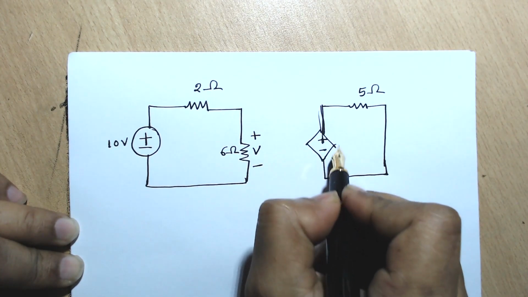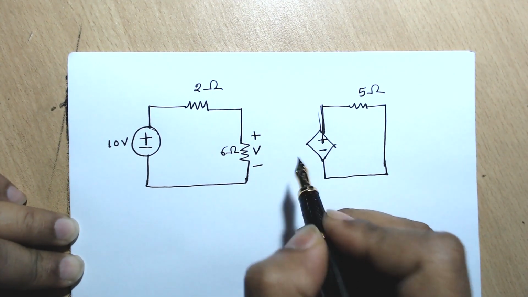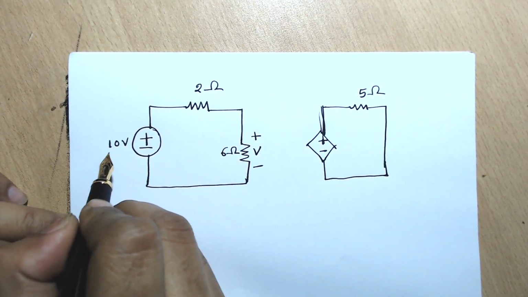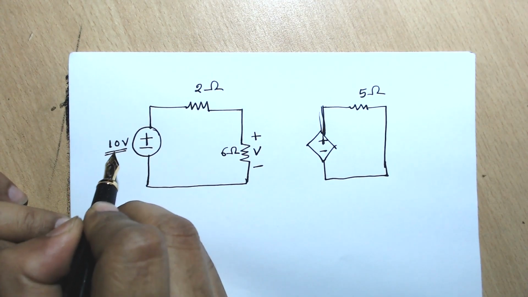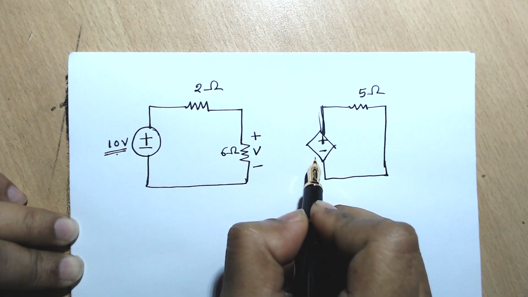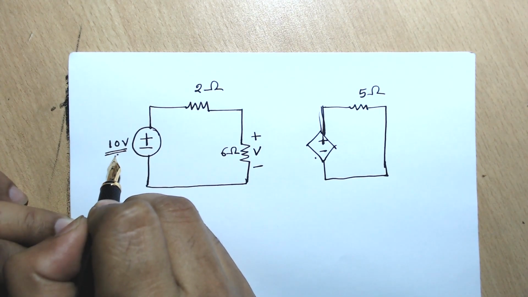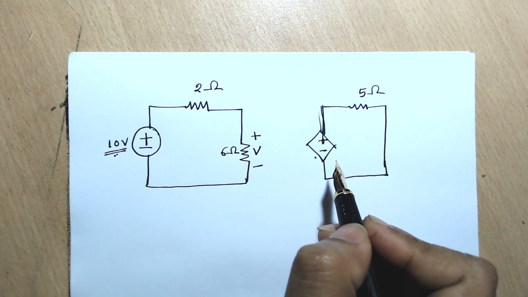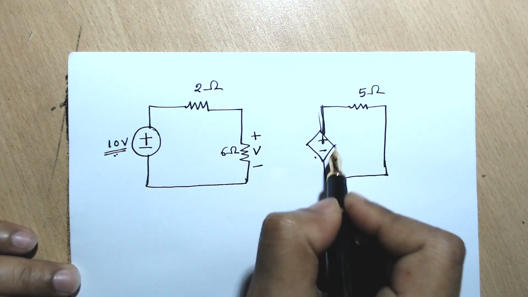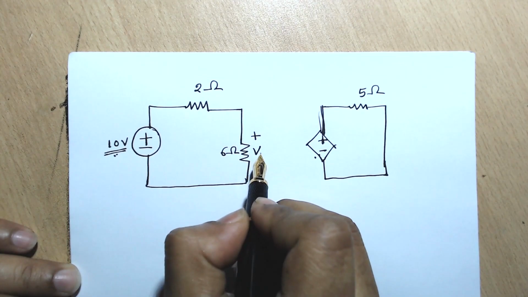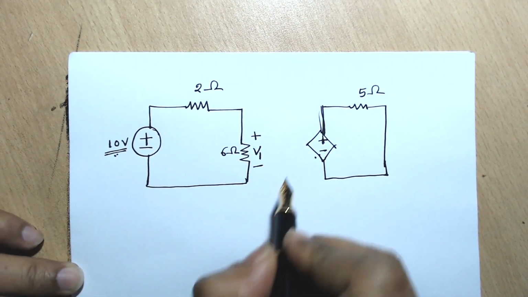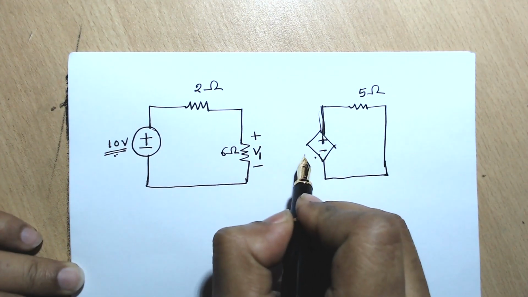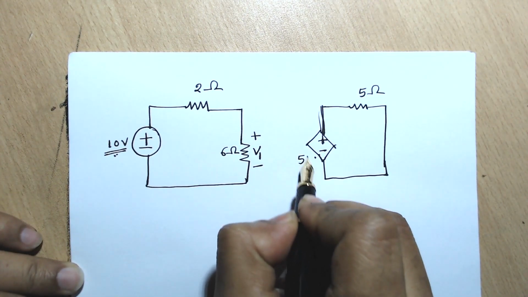and the voltage of this dependent source, as we have already discussed, will not have any fixed value like this. Say this has 10 volt, right? But this device will not have any fixed value like this. Rather, it will depend on some others. Let's say in this circuit, the voltage of this source depends on this. Let's call it V1. And the voltage of this dependent source, let's say this is 5 times V1.